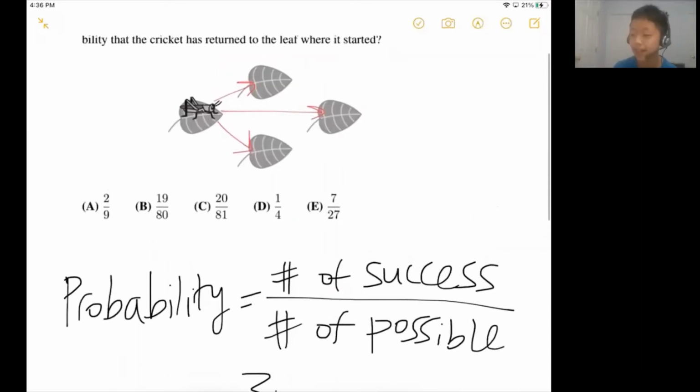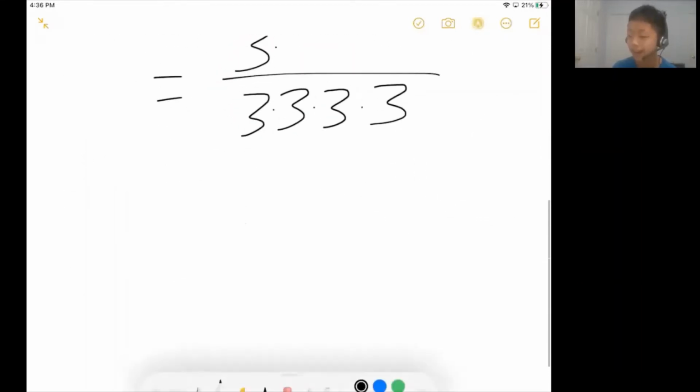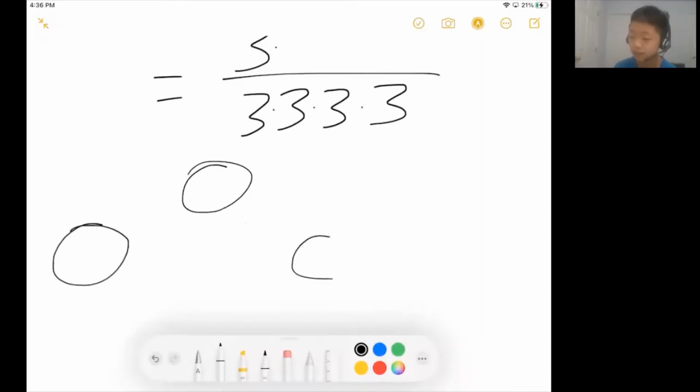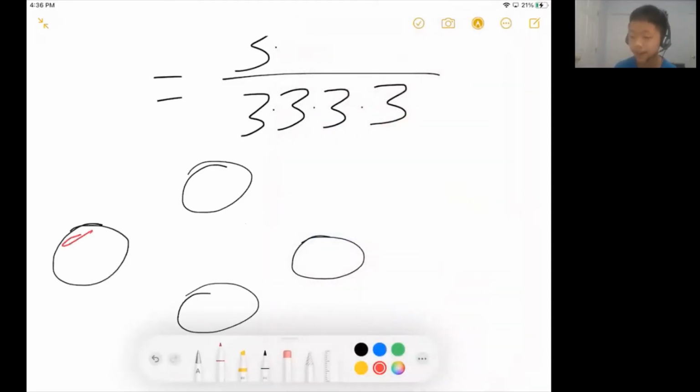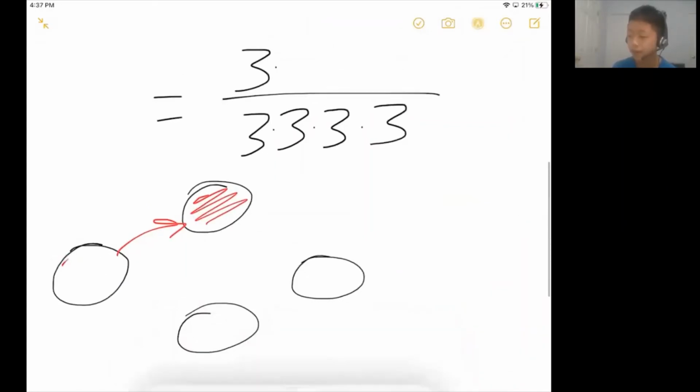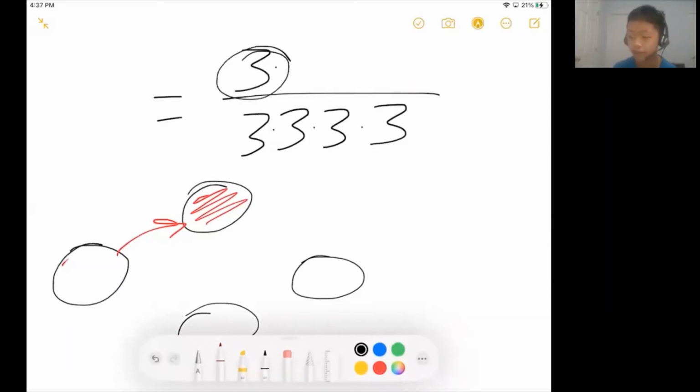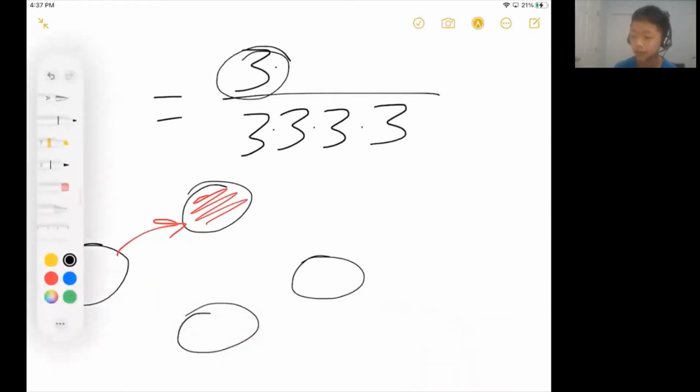Suppose, so let me draw the 4 leaves here. Let's say the cricket is right here, and let's say it jumps to this leaf, for example. So right now it's here. That's why we have this times 3 over here, because the cricket can move to any of the 3 other leaves on the first turn.